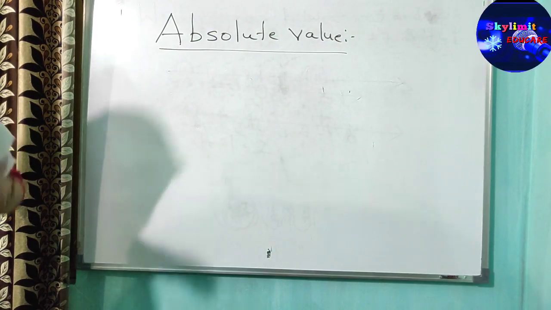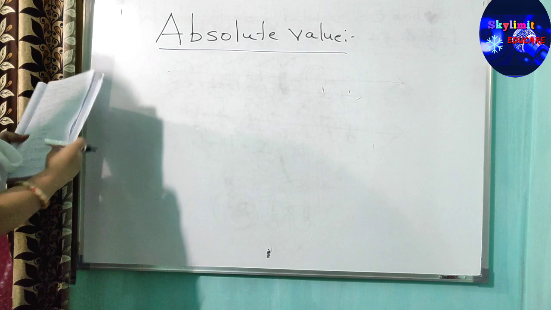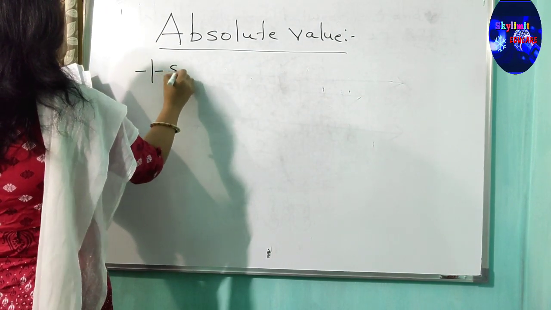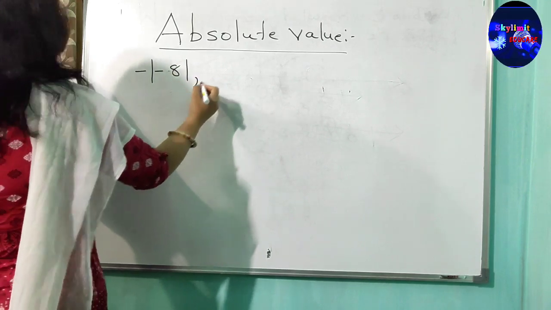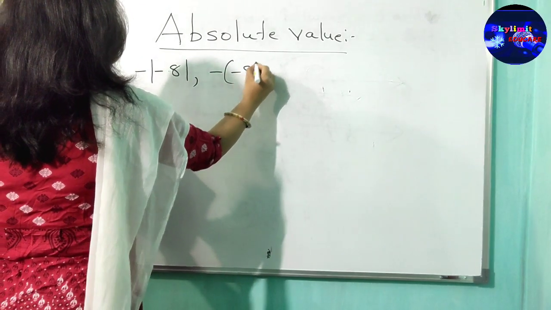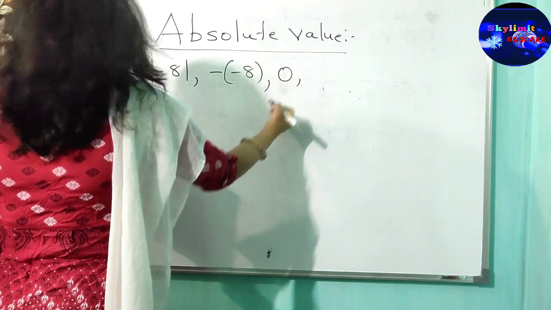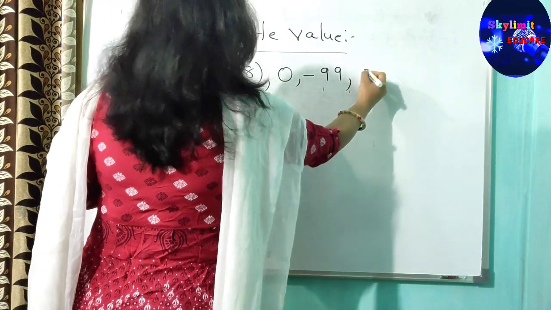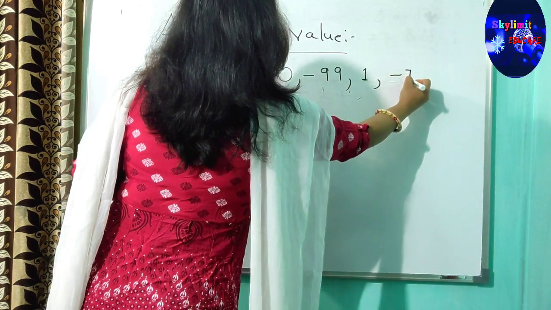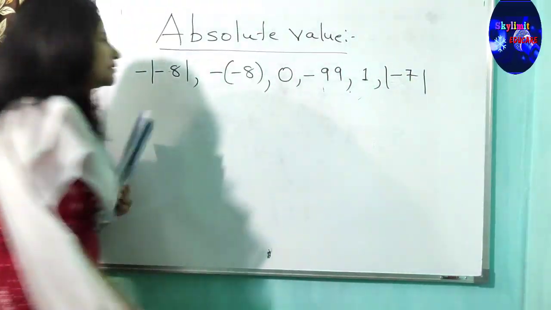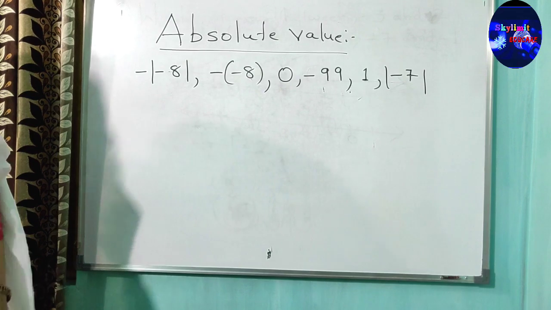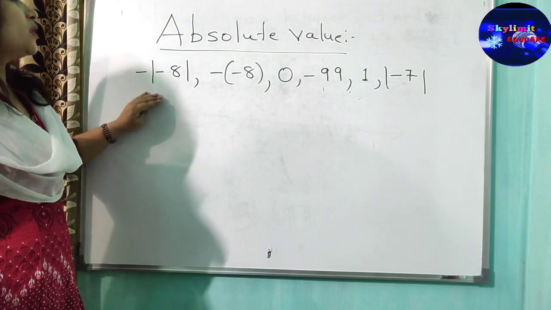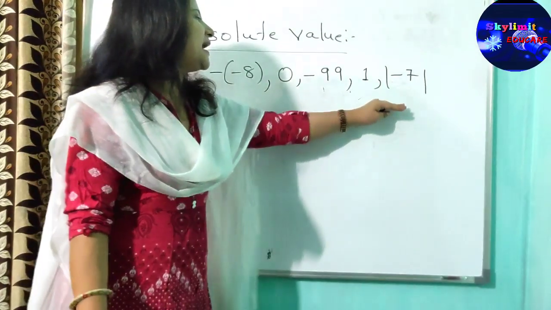Suppose you got a question like: minus absolute value of -8, minus (-8), 0, -99, 1, absolute value of -7. Please write down along with me the question written on the board. The question is, you have to arrange these numbers in ascending order.